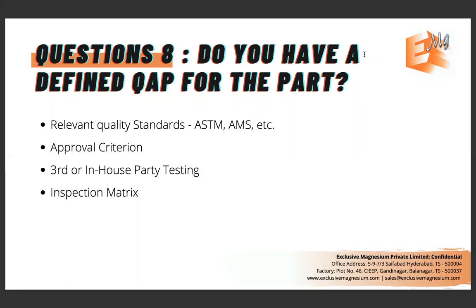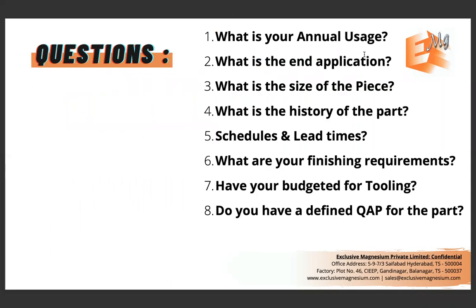Right. So these are the major 8 questions. If there's anything that we missed out, please do mention it in the chat box, and we'll cover that and probably add that if we find it relevant for a future session with a different bunch of people. So what's your annual usage? What is your end application? What is the size of the piece? What's the history, the schedules, the timelines, the finishing requirements, the budget for tooling, and the quality plan. So these are the basics, the absolute basics. There are a lot of smaller questions that will come up, obviously, but these are the basics of what you should be talking with your manufacturer, or as a client, you should be thinking about when you're thinking about your product.